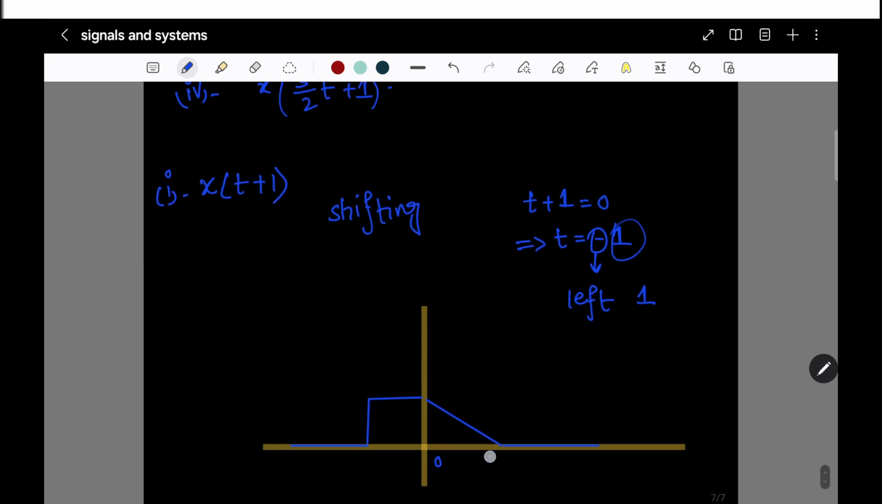So now this is 0, this is 1, this is minus 1, and this is 1. So this is x of t plus 1. So this is it.